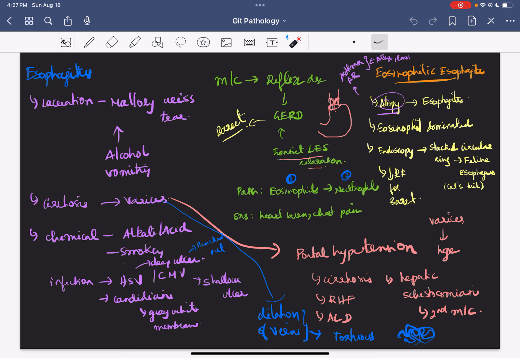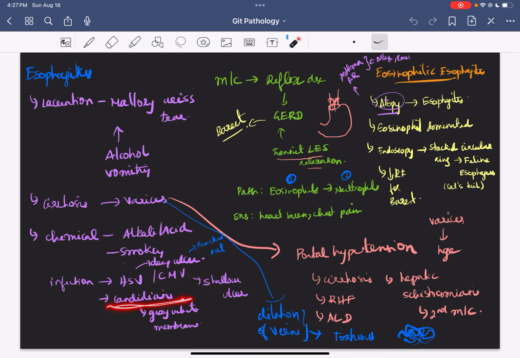What about chemicals that can cause esophagitis? Alkalis or acids, and smoking. And what about infections? Herpes simplex virus or cytomegalovirus. Herpes simplex, to be specific, causes deep ulcers, also known as punched-out ulcers, and CMV causes shallow ulcers.